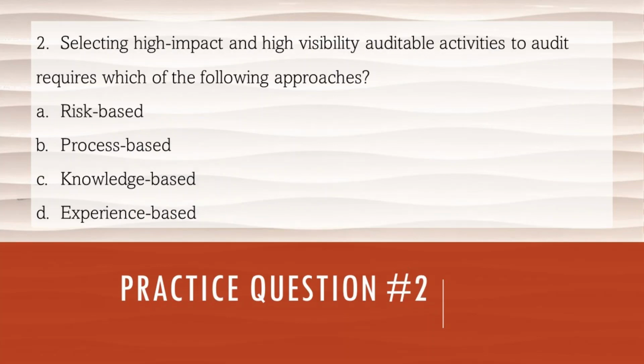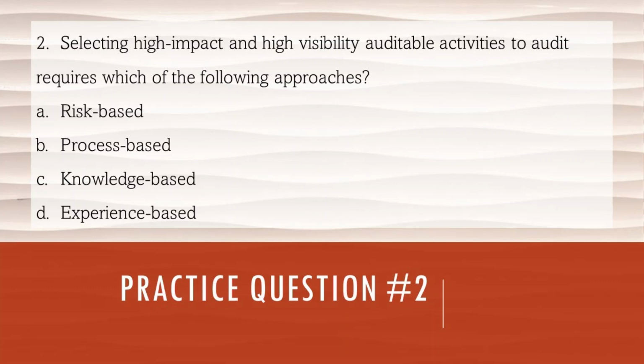Number 2, selecting high impact and high visibility auditable activities to audit requires which of the following approaches? A, risk-based, B, process-based, C, knowledge-based, or D, experience-based. So while there may be multiple answers here, we want to make sure that we understand that risk assessment should occur for audits. The answer here is A, risk-based.